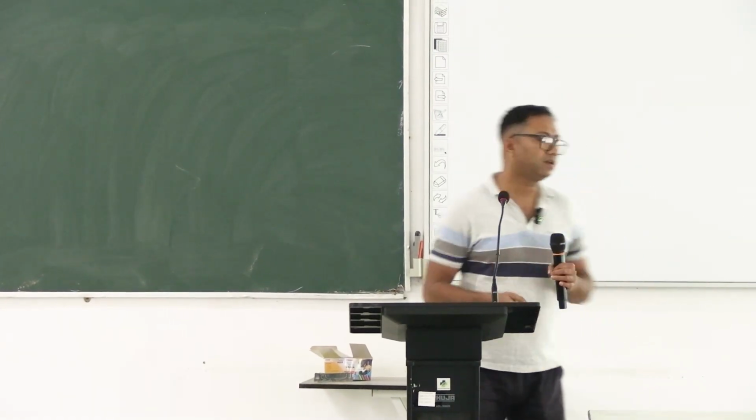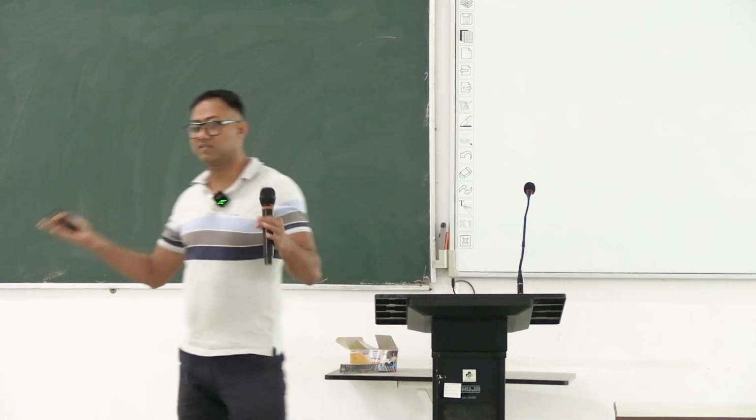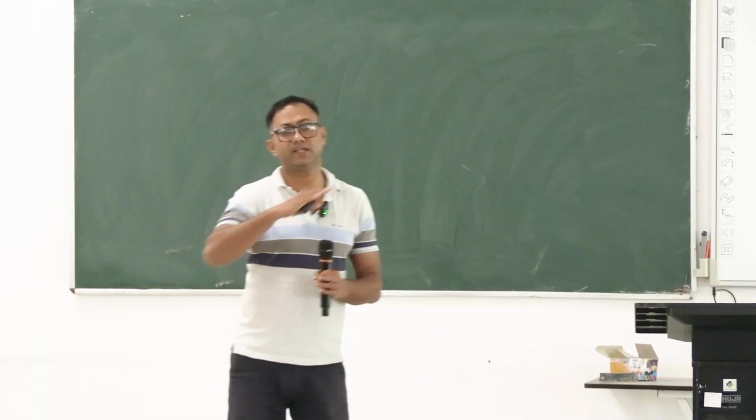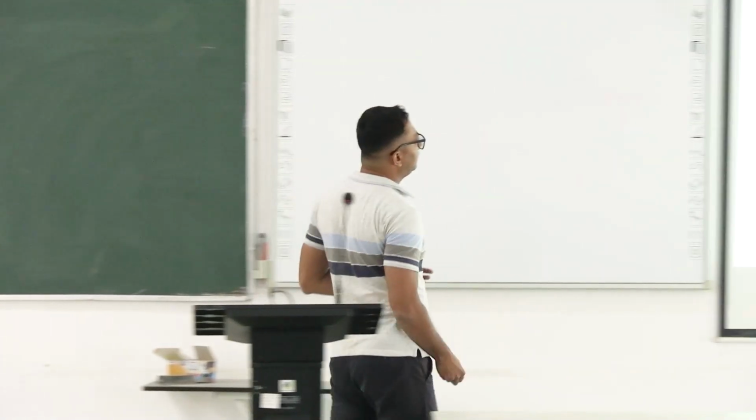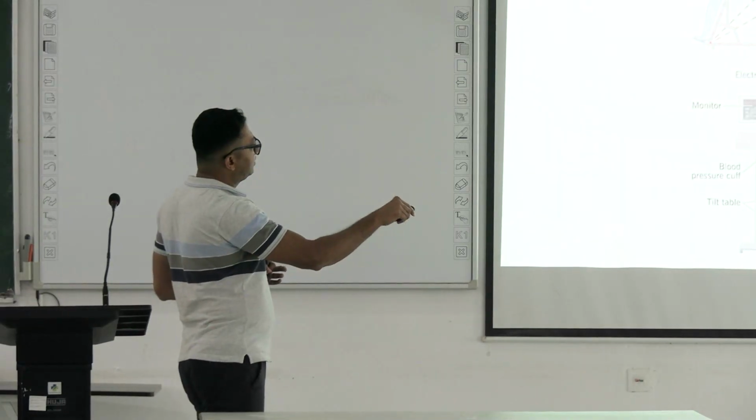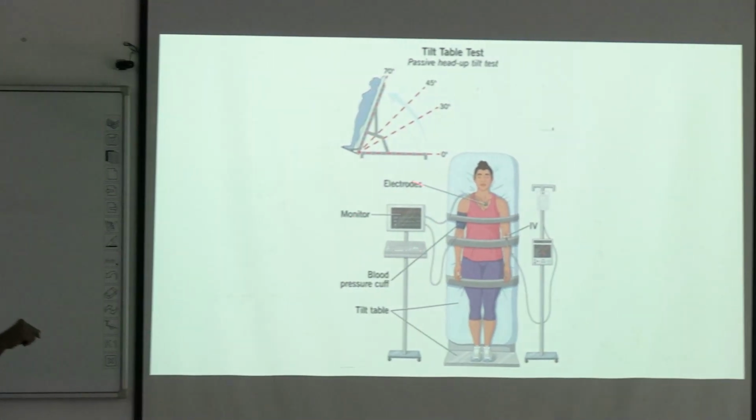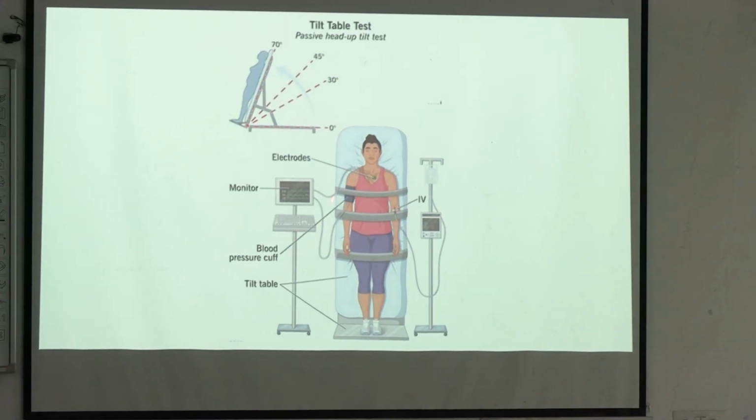So, tilt table, it is a table where the patient lies down and we can tilt the table. Without support the patient can stand, or we can keep the patient at an angle as well. See the picture. Here is the bed or the table where the patient lies down with the ECG monitor attached, and the blood pressure cuff is also attached.